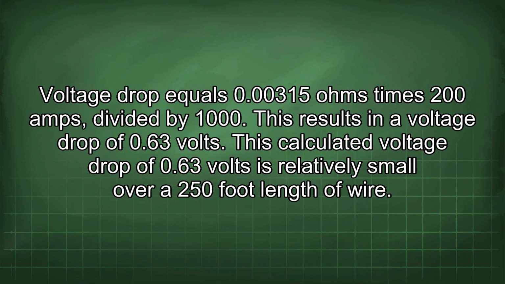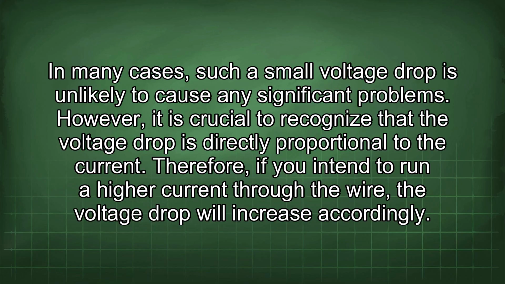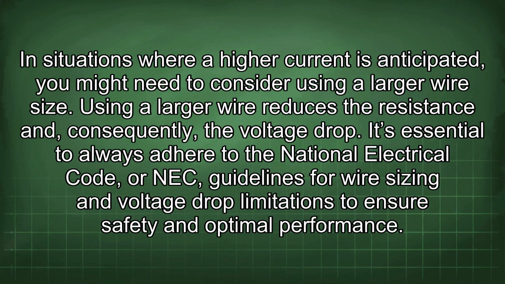This calculated voltage drop of 0.63 volts is relatively small over a 250 foot length of wire. In many cases, such a small voltage drop is unlikely to cause any significant problems. However, it is crucial to recognize that the voltage drop is directly proportional to the current. Therefore, if you intend to run a high current through the wire, the voltage drop will increase accordingly. In situations where a high current is anticipated, you might need to consider using a larger wire size. Using a larger wire reduces the resistance and, consequently, the voltage drop.